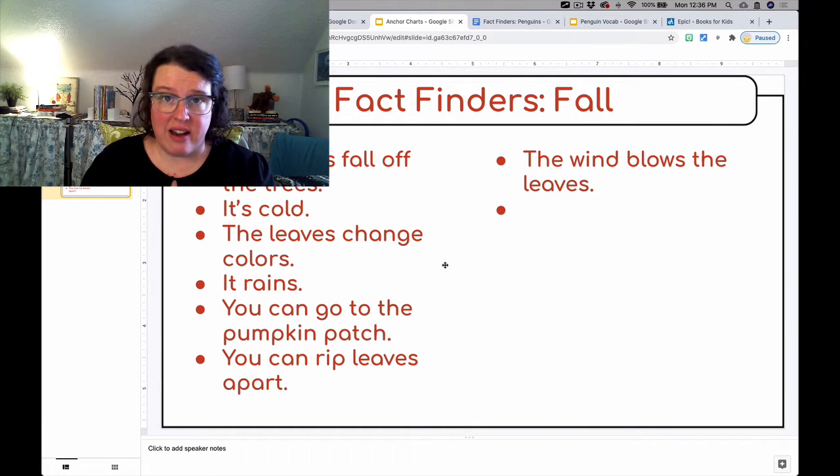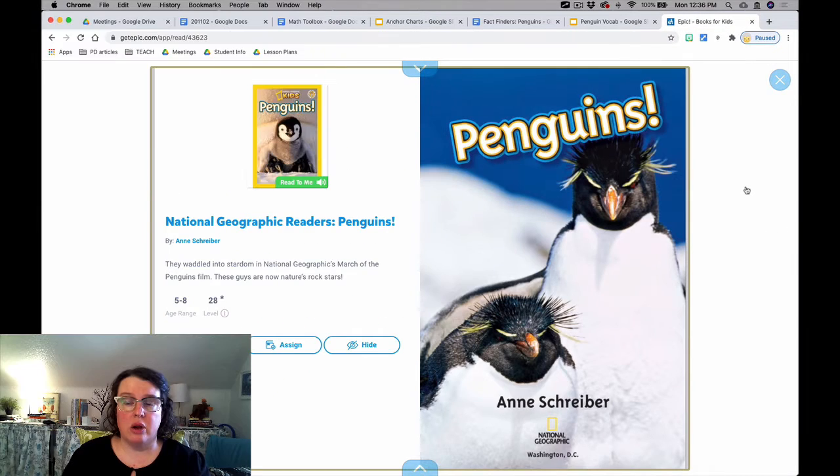Another way to find facts is by reading a book. And today we're going to take a look at a book about penguins. And this book is especially awesome because it is written by National Geographic. And National Geographic has a group of scientists that travel all around the world and they learn about things like animals. And they write down what they learn and they take pictures so that you and I can learn about things like penguins because penguins don't live in Salem. So we would have a hard time learning about penguins if we didn't have this book.